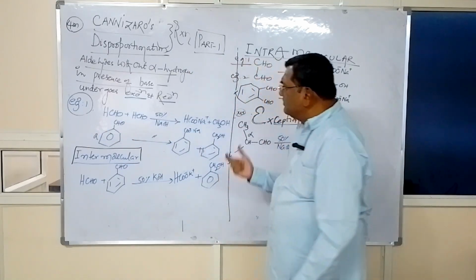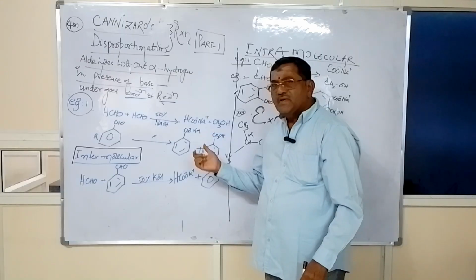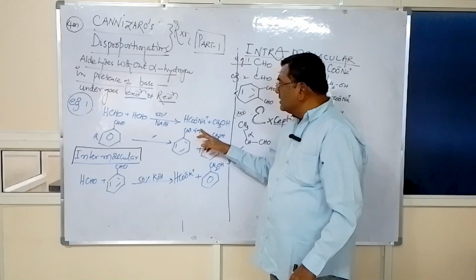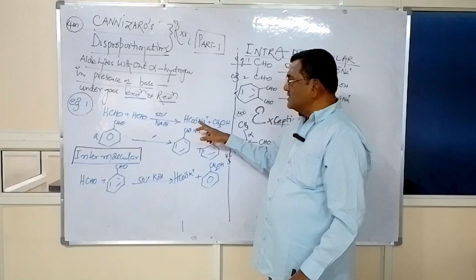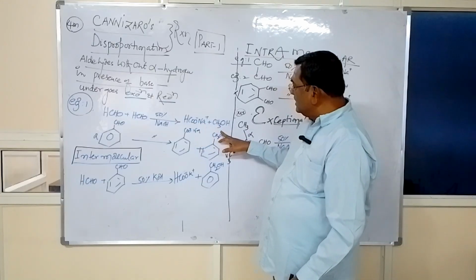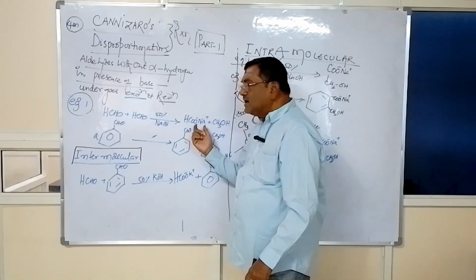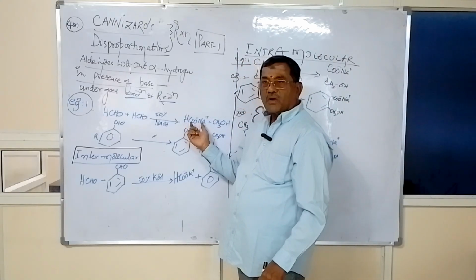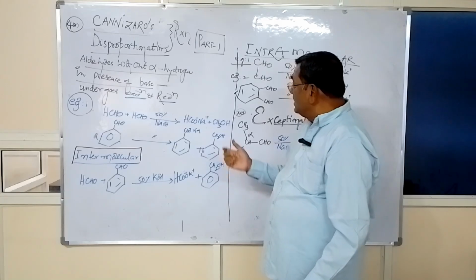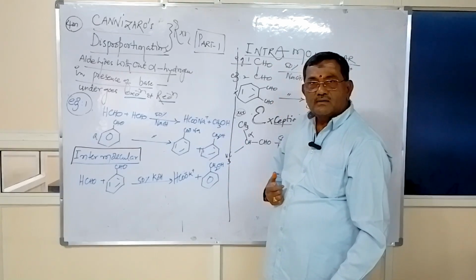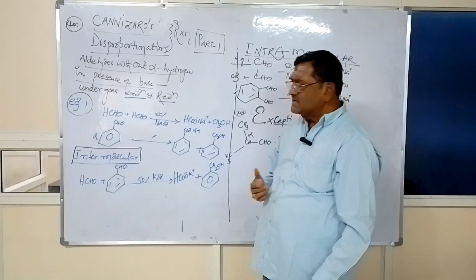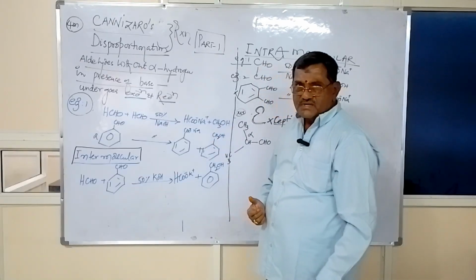Formaldehyde, we are taking 2 moles of similar molecules. One undergoes oxidation and converts into acid, and the other undergoes reduction and converts into alcohol. The one is sodium formate. The other one is methyl alcohol, as per the IUPAC name, carbinol also you can say.